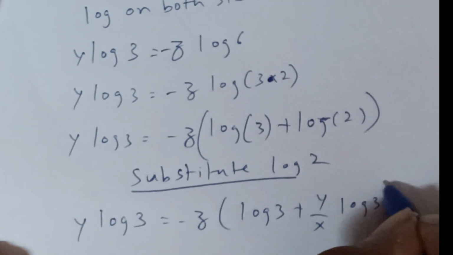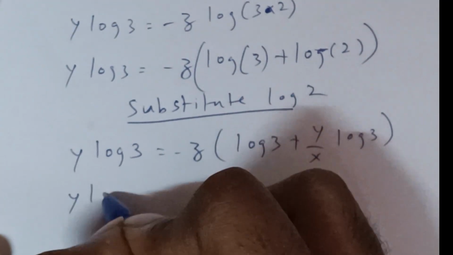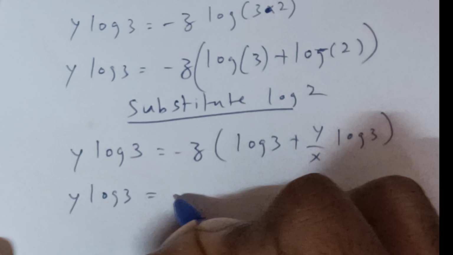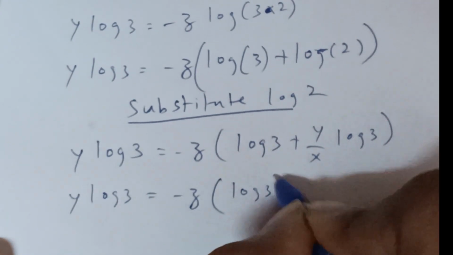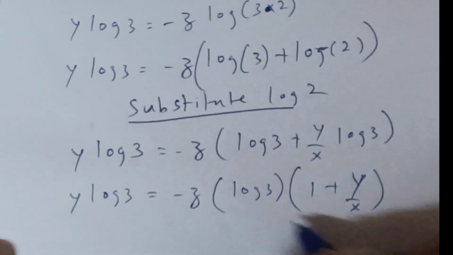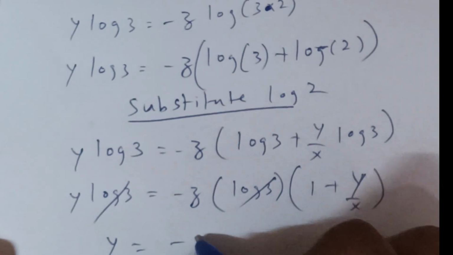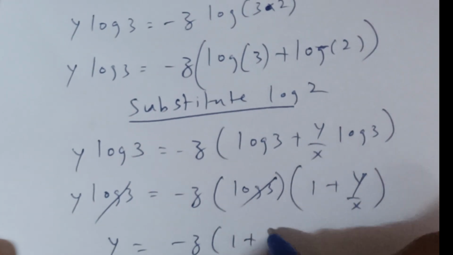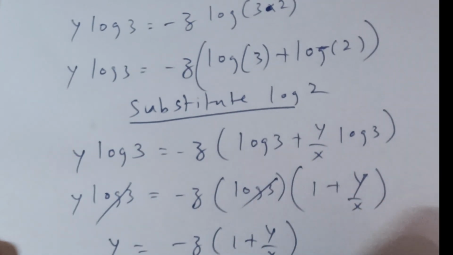The equation can be simply solved by taking out log 3 common and cancelling it. So y log 3 equal to minus z, let's take log 3 common. Then we have 1 plus y by x. Just cancel out the log 3 term. So now we are left with y equal to minus z into 1 plus y by x. Just bring that minus z this side. So then we have minus y by z equal to 1 plus y by x.